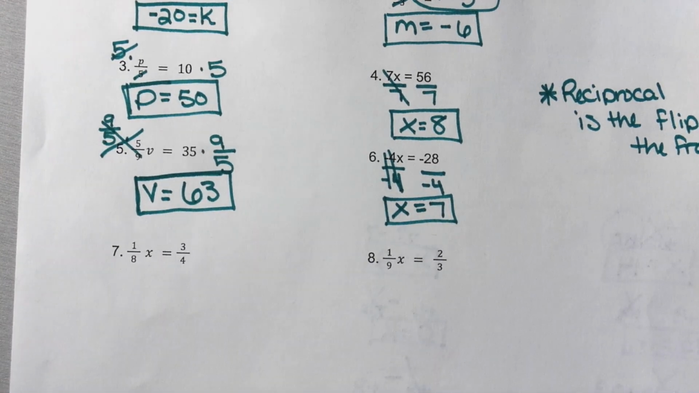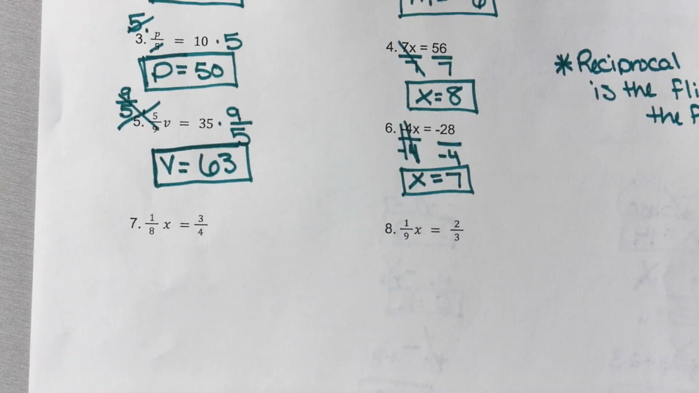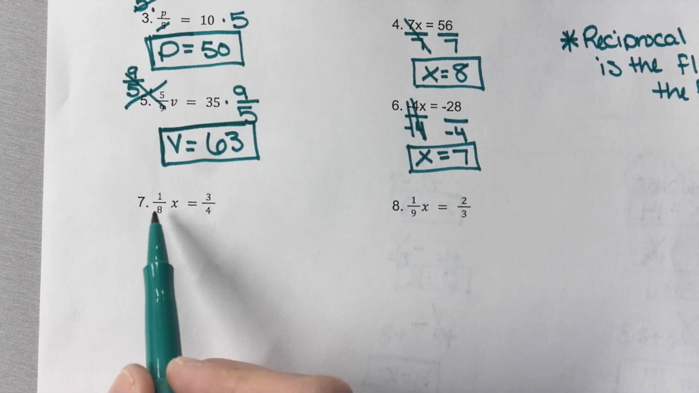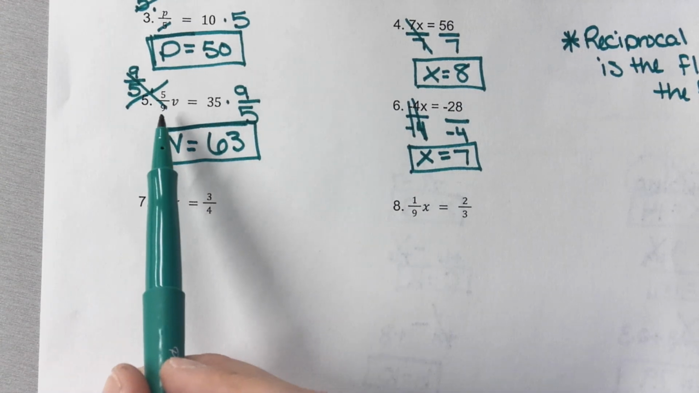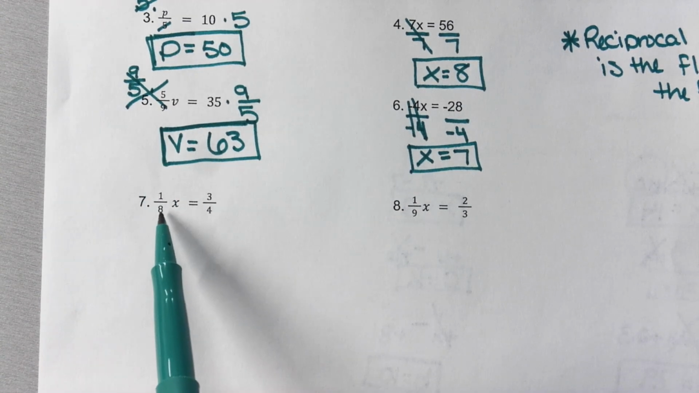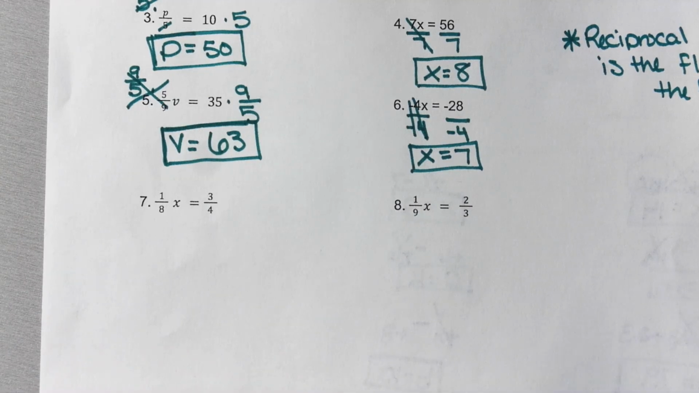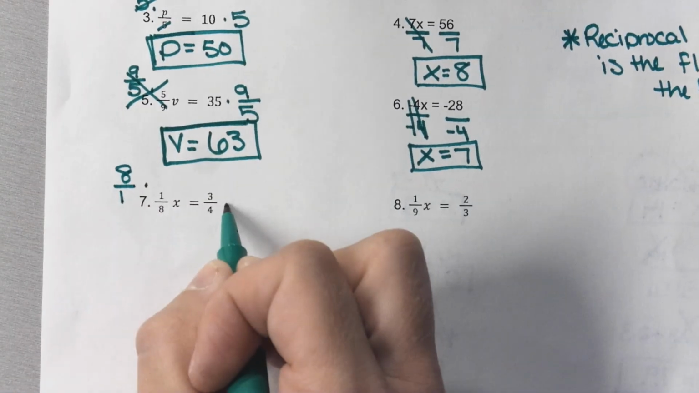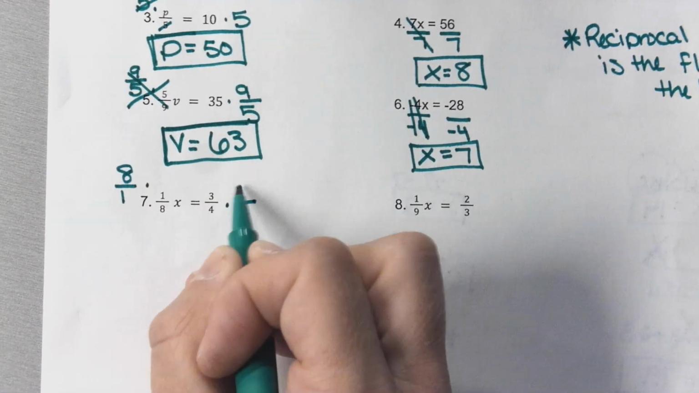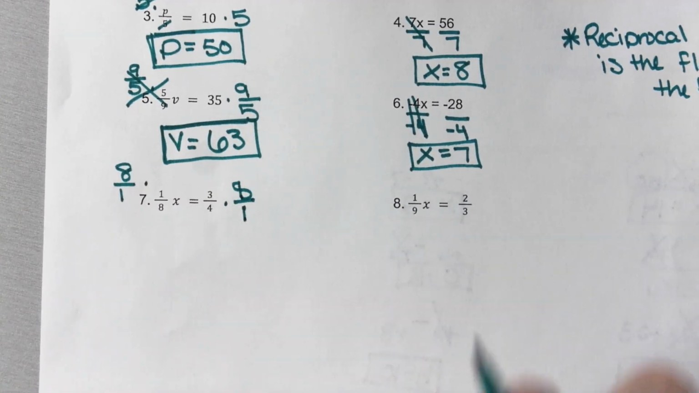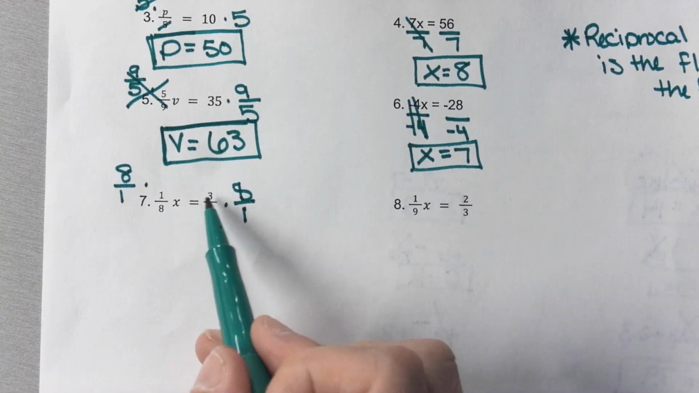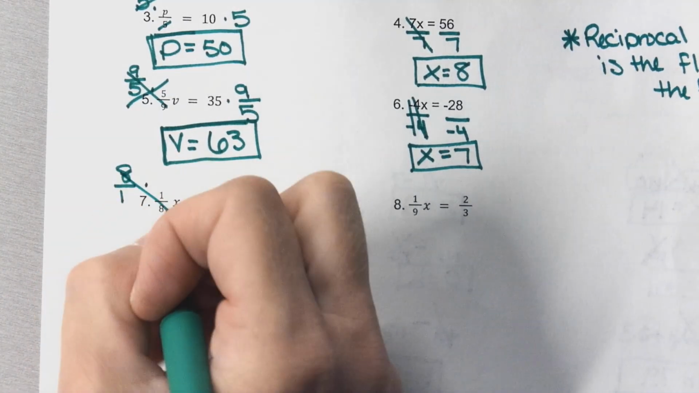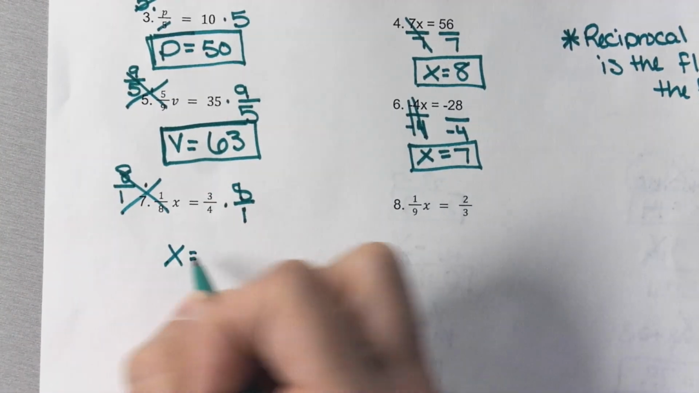Okay. Next two, we've got Fraction City. So this one, I'm going to do the same thing as I did for number 5. I'm going to multiply by the reciprocal. What is the flip of 1 over 8? 8 over 1. So I'm going to multiply each side by 8 over 1, and I'm hearing 6. And I agree with that. This will cancel. X equals 6.